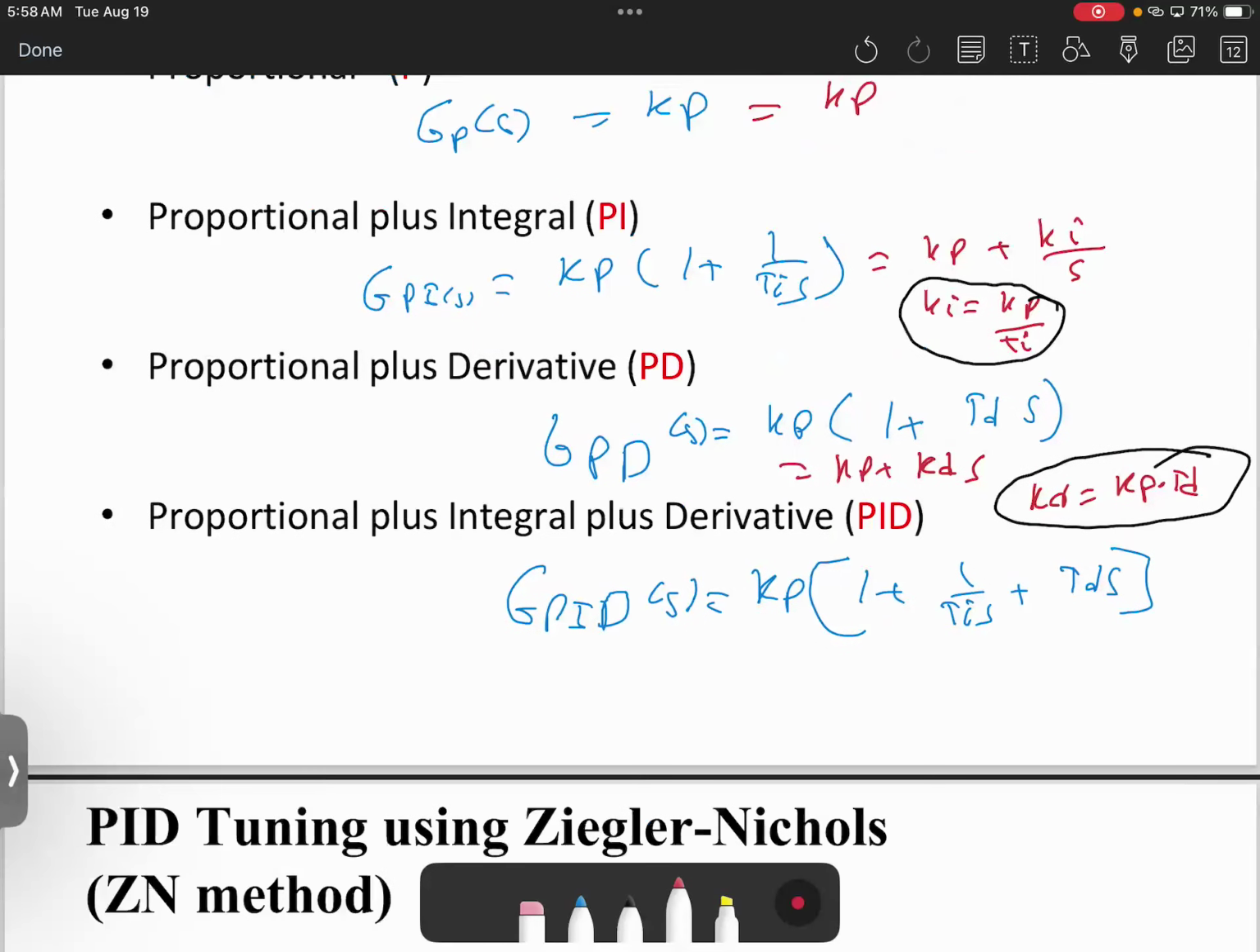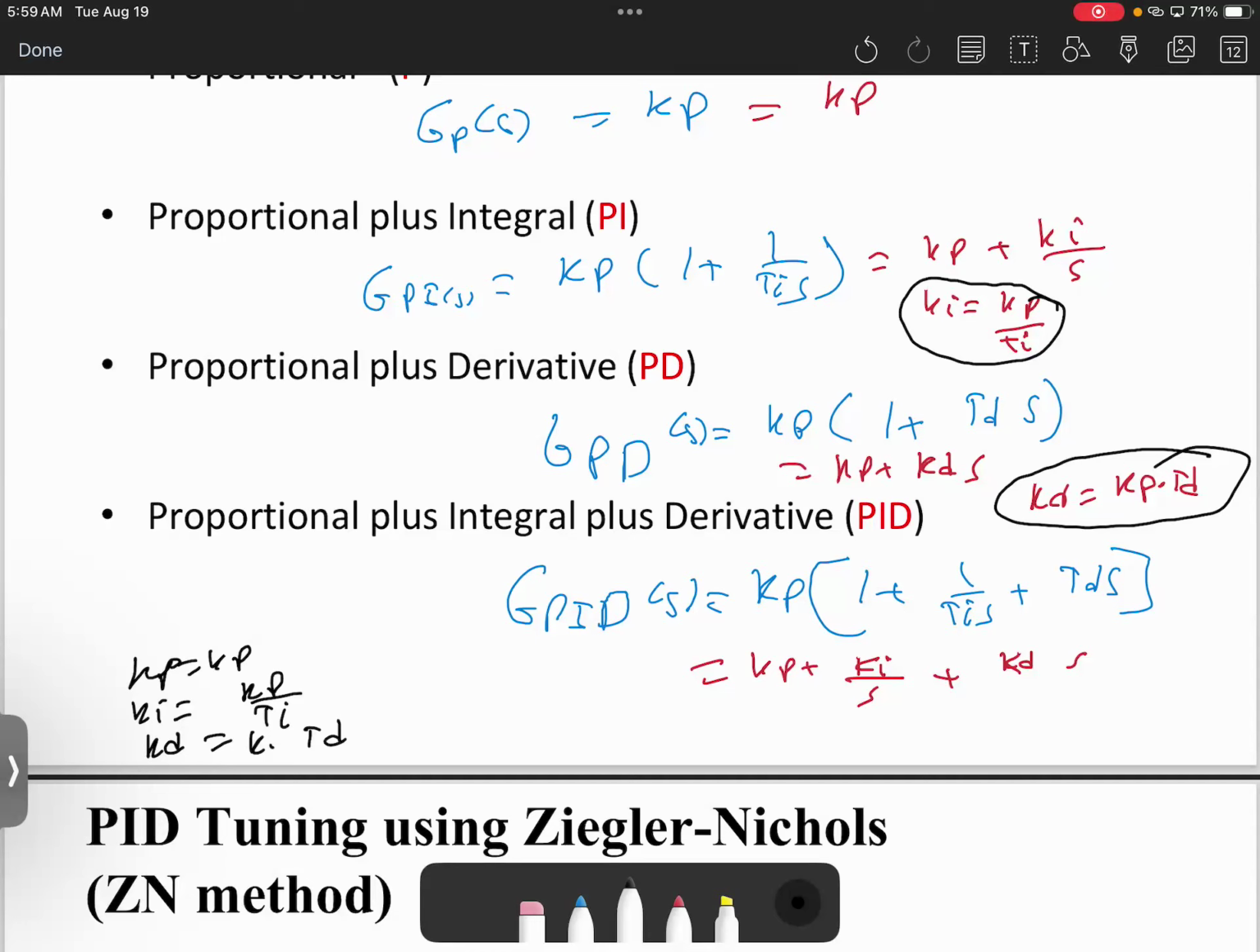KP plus KI over S plus KD times S. And the same formula here again. KP is the same as KP. KI equals KP divided by TI. KD equals KP times TD. Okay? All good? Now we know two representations.